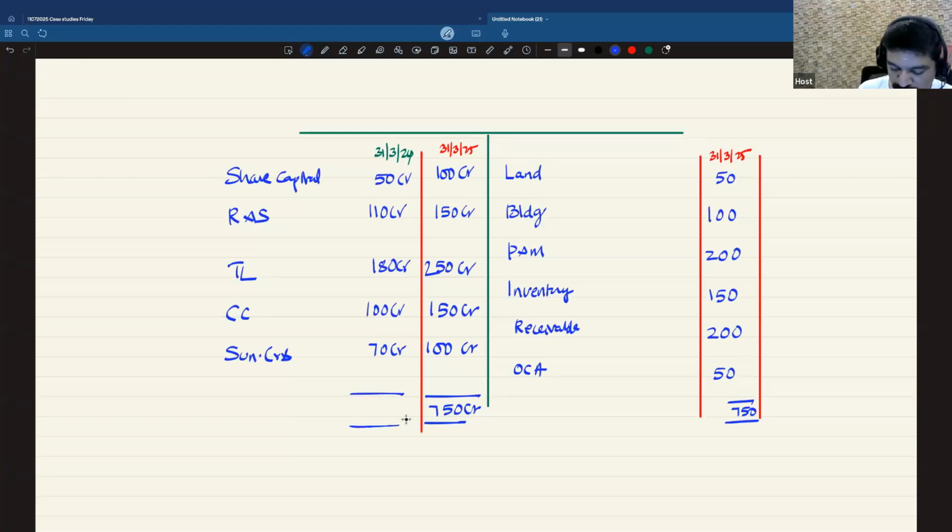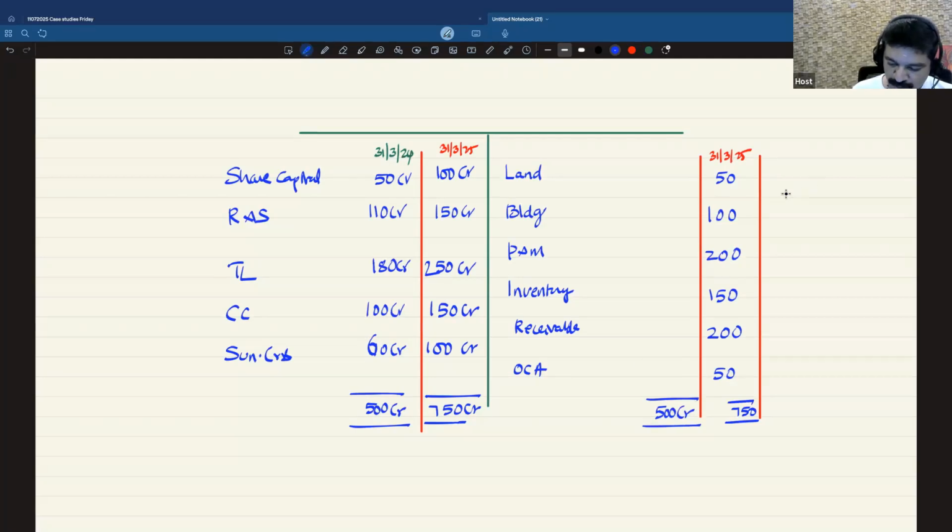Now if you total and see, it is 50 plus 110 plus 180 plus 100 plus 70. So the total was around 510 crore. For simplicity, I'll make this 500 crore. It means on the asset side also in the previous year, they had 500 crore. So what was that 500 crore? Let's try to understand.